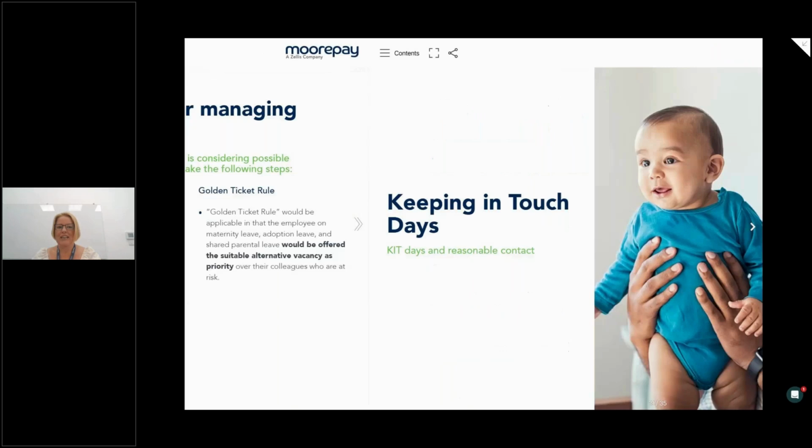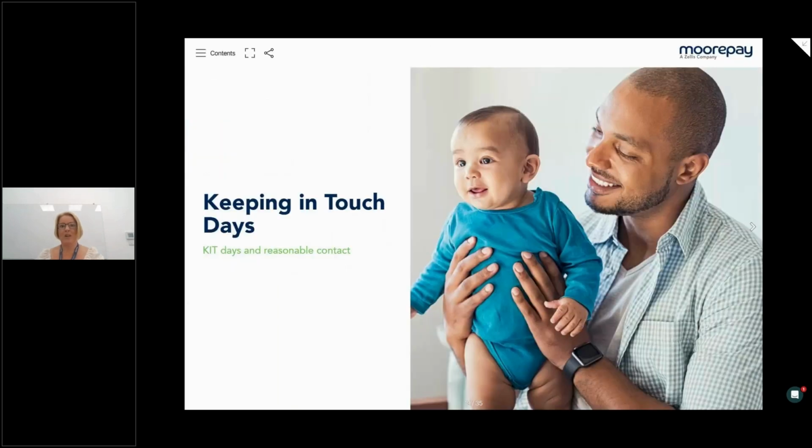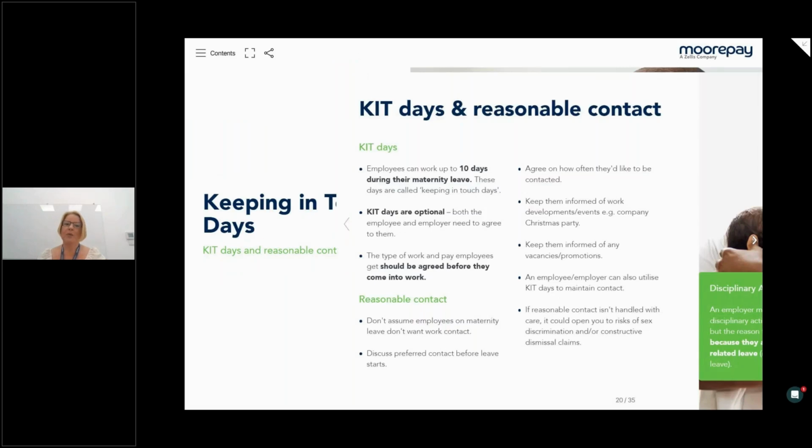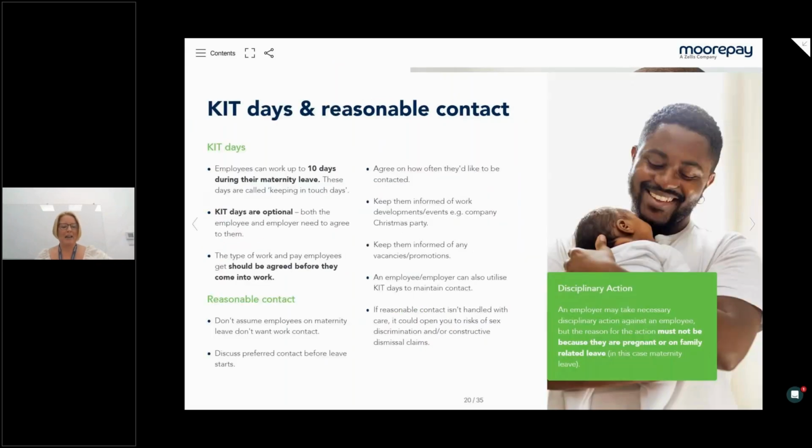We've got to consider keeping in touch days, and reasonable contact with your employees while they are off on maternity leave. So kit days are up to 10 days that an employee can work during their maternity leave without affecting their maternity leave or pay. So, can an employee demand a kit day or a keeping in touch day? The answer is no. Kit days need to be agreed with the employer and the employee.